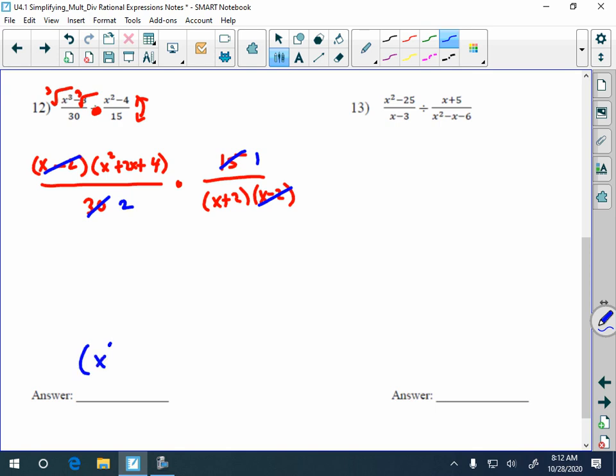So what's on top is x squared plus 2x plus 4. On the bottom I have a 2, and then there's an x plus 2 binomial. And that's it.